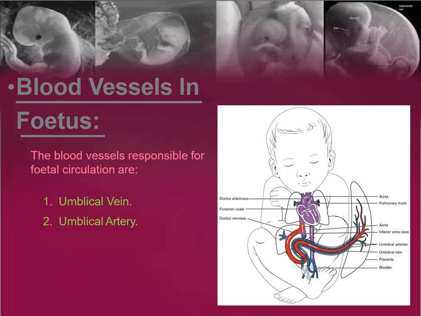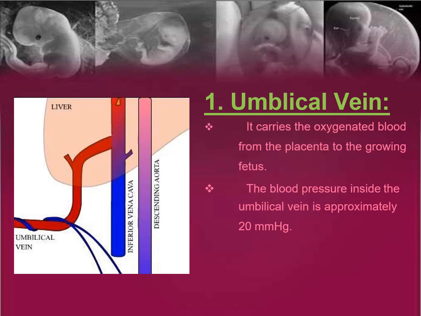Next, we can see the blood vessels in the fetus. The blood vessels responsible for the fetal circulation are the umbilical vein and umbilical arteries. The umbilical vein, as I have already told you, carries oxygenated blood from the placenta to the growing fetus. This umbilical vein is red in color. There are 2 arteries and 1 vein in the umbilical cord. This 1 vein carries the oxygenated blood from the placenta to the fetus. The blood pressure inside the umbilical vein is approximately 20 mm of mercury.